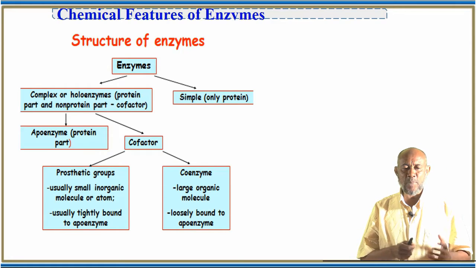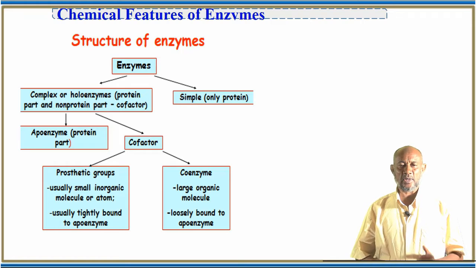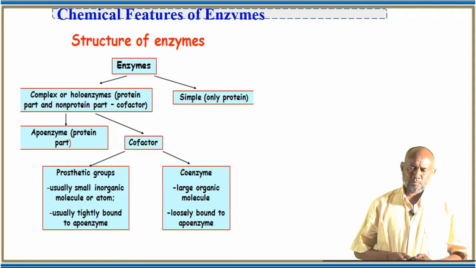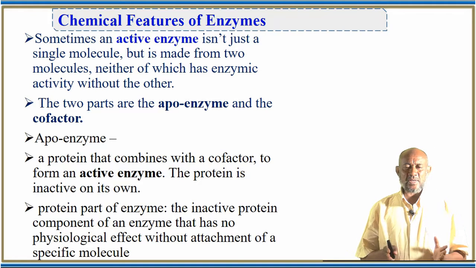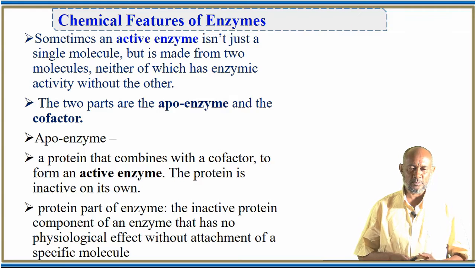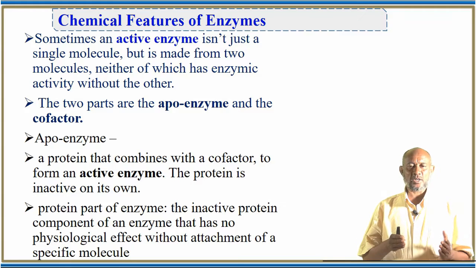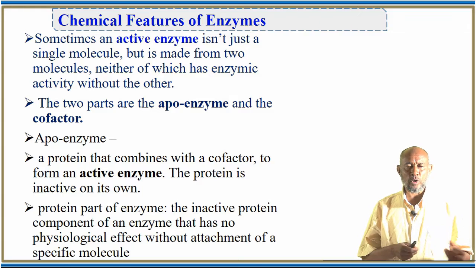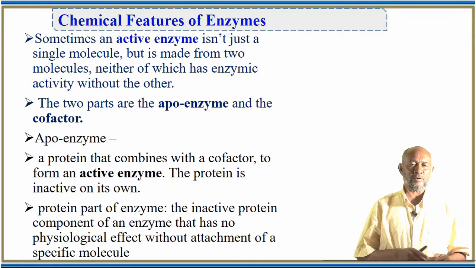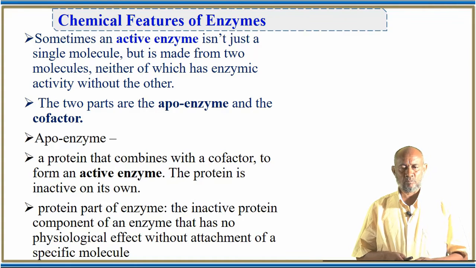The prosthetic group is usually tightly bound to the apoenzyme. Sometimes an active enzyme, as we already said, is not just a single molecule, but is made from two molecules, neither of which has enzymatic activity without the other.